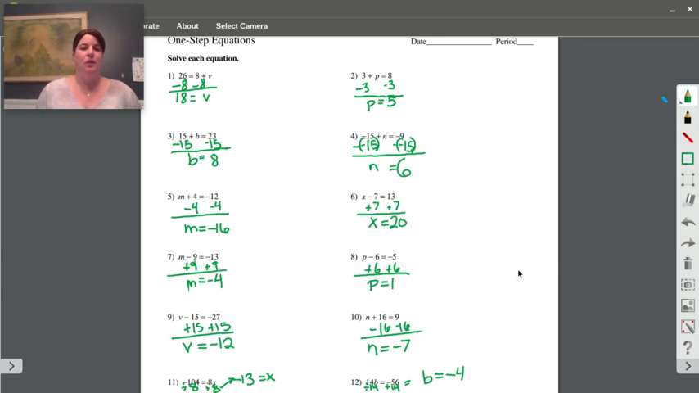Okay, I will link some more practice down below, especially more practice in multiplication and division. But do practice this, get really comfortable with it, because if you know how to do this, going up to more difficult equations is going to be a breeze for you. So get really good at this.